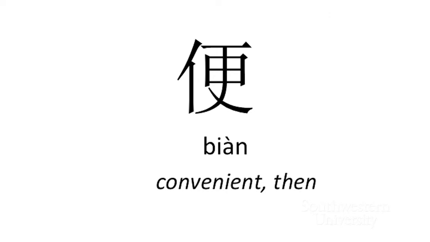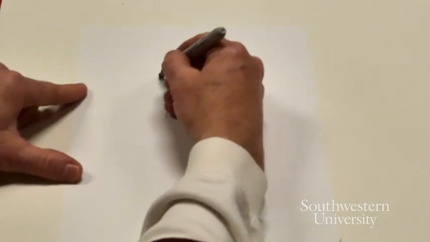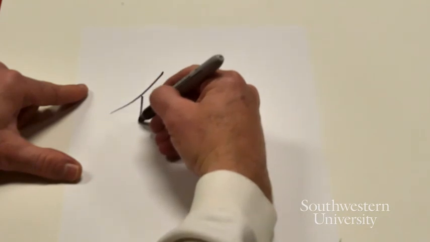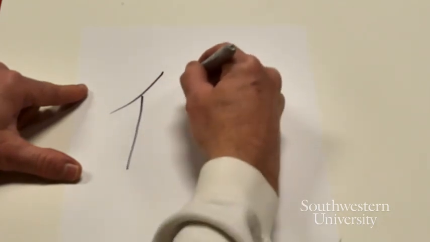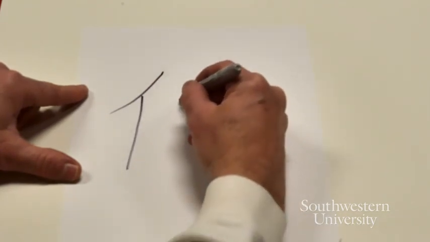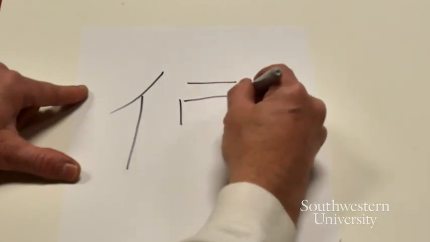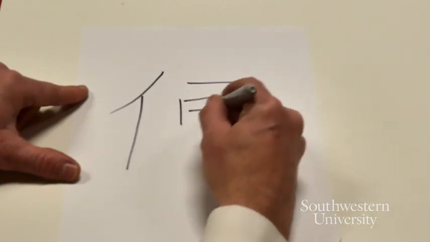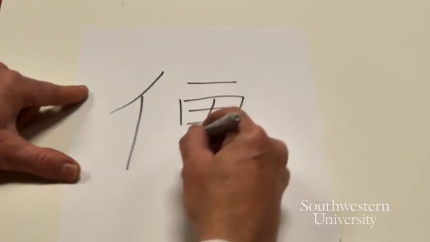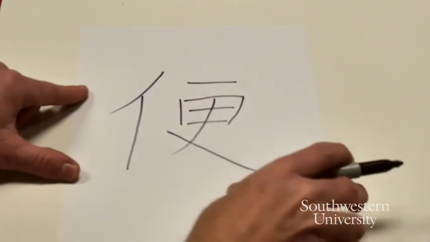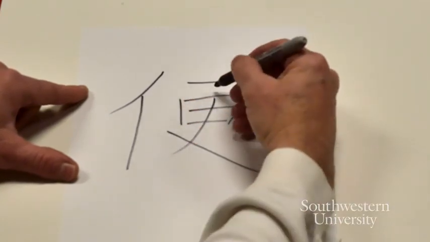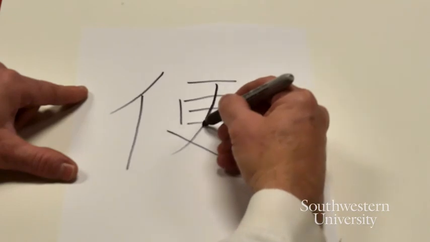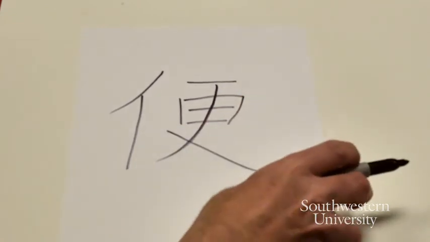Bien. Convenient, it can mean convenient or it can mean then. Pie, shu, ren zapang, the right hand side is gung, which is phonetic in some strange way here. Hung, hung, pie, na. Oh, excuse me, that's a different character. We have to go all the way down on the pie.